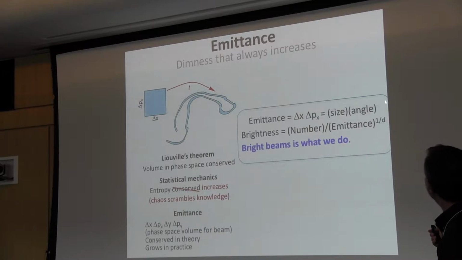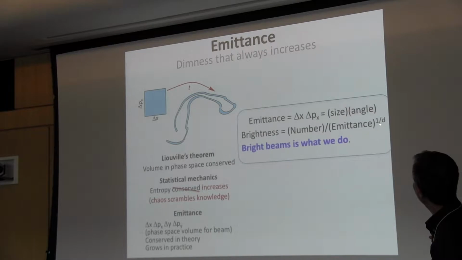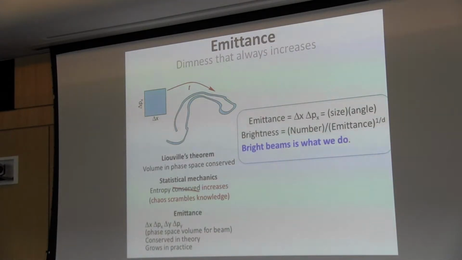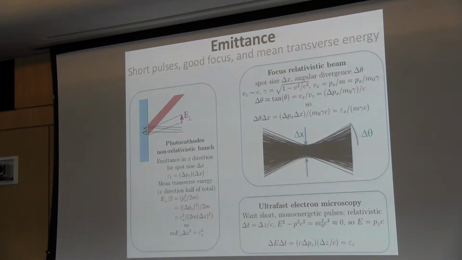D is the dimension. So often, this was the emittance in the x direction, the y direction, the z direction. And it shouldn't be 1 over d. It should be to the d. That was an error. So d, I guess, here is 1 over dimension. That was a joke.